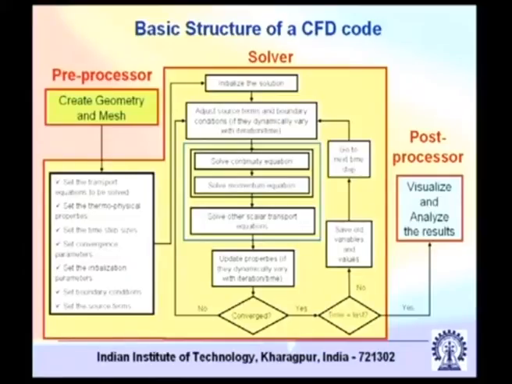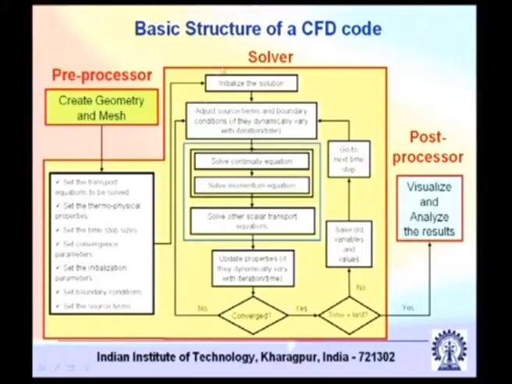Then you can solve other scalar transport equations depending on which other equations you need to solve. For example, if you require to solve energy equation, then you can solve that. If you require to solve the species conservation equation, you can solve another scalar transport. Then update the properties if they dynamically vary with iteration or time. So some of the properties may not be constants, but they may vary with iteration or time and that you need to update, and then you check for convergence. If convergence is not achieved, you go to the next time step or next iteration.